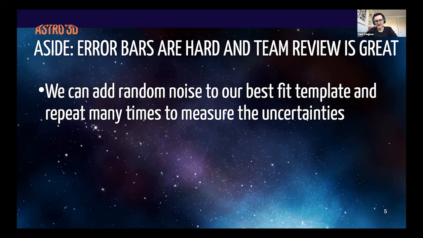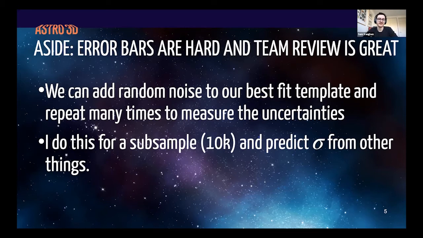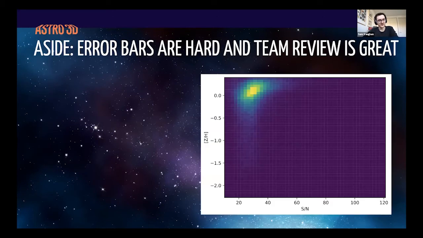So for the SAMI survey, we have about 2,000 galaxies, which ends up with 70,000 different spectra, because of course each galaxy can have measurements from different parts of the same galaxy. And so I selected a subsample of 10,000 spectra and did this bootstrapping, this adding random noise process, and then I tried to predict the uncertainty from other things. So I said, okay, given that it's this metallicity and this signal to noise, can I predict what the uncertainty is? This is fine. This is, I think, the right thing to do.